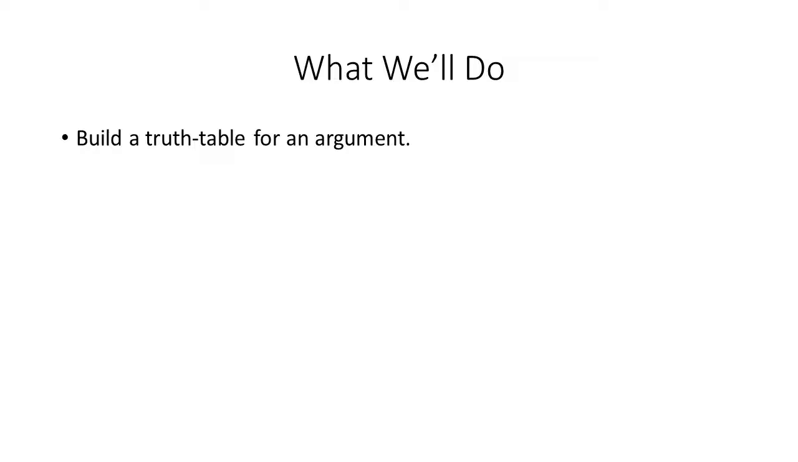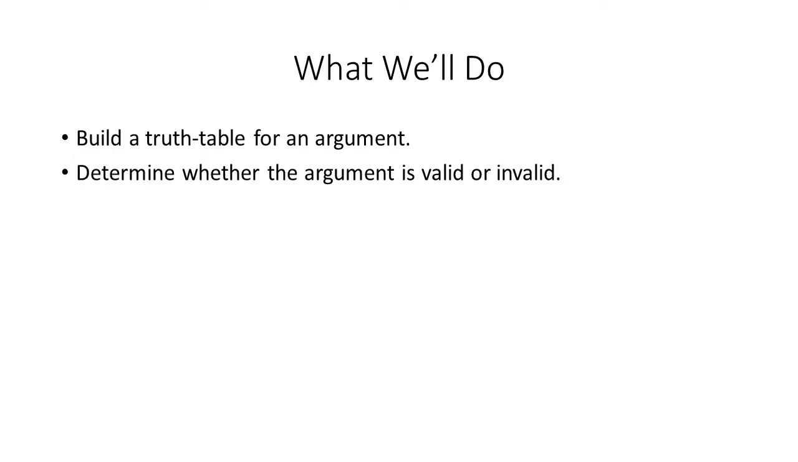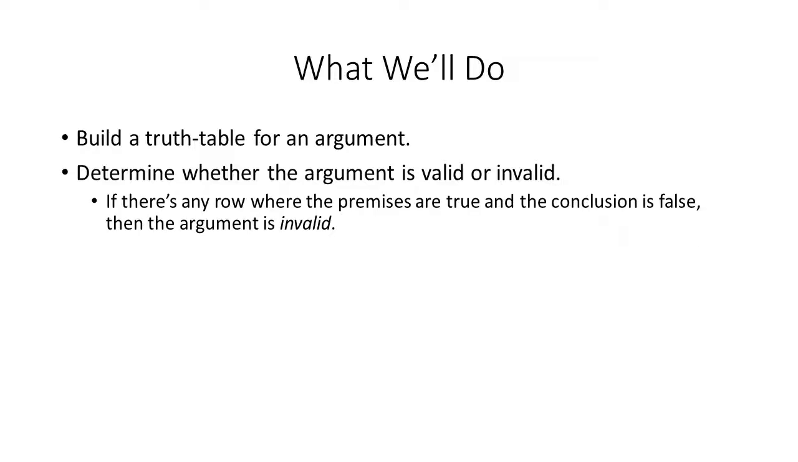All right, so here's what we're going to do. We're going to build a truth table for an argument. Then we're going to use that truth table to determine whether the argument's valid or invalid. And again, if there's any row, any possible situation where the premises are true and the conclusion is false, then the argument's invalid. If there's no row where the premises are true and the conclusion is false, then the argument's valid.